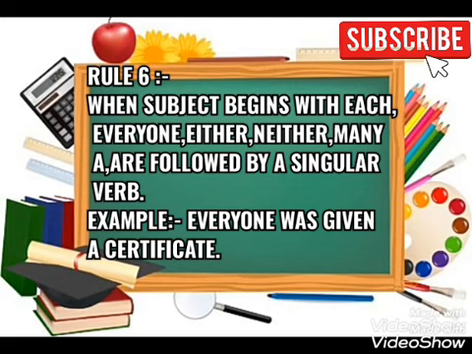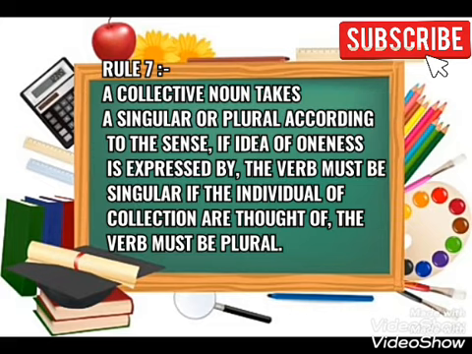Now, the next rule is, when a subject begins with each, everyone, either, neither, many a, it is followed by a singular verb. Everyone was given a certificate. Now see the other rule.